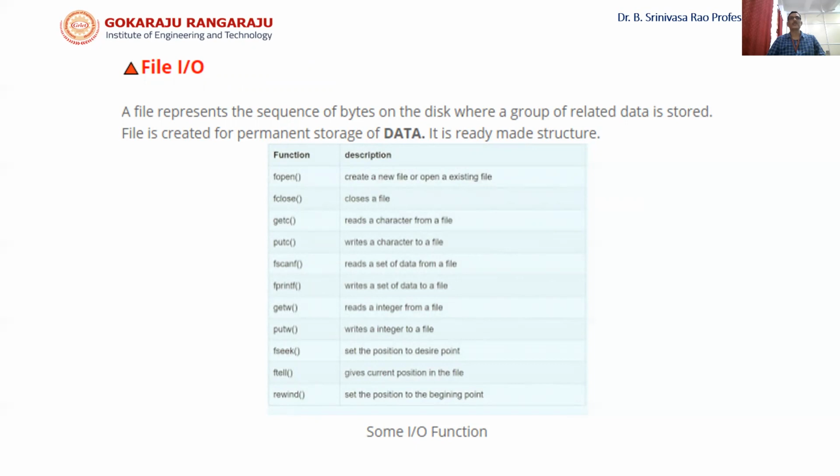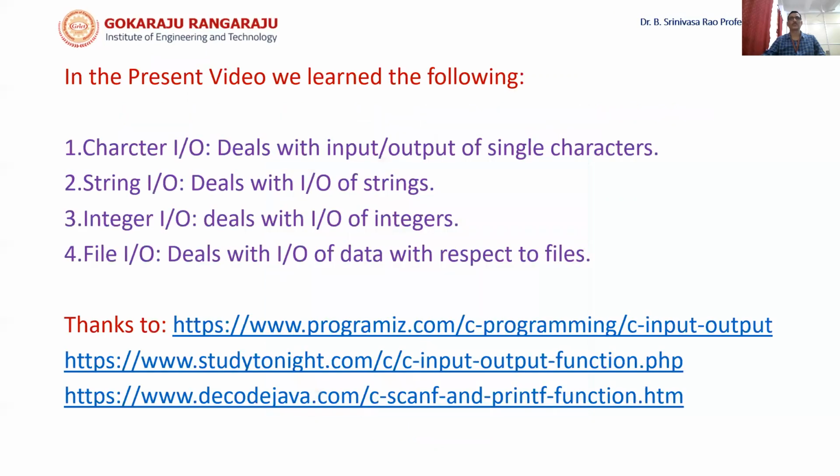fscanf reads a set of data from a file. fprintf writes a set of data to a file. getw reads an integer from a file. putw writes an integer to a file. fseek sets the position to the desired point. ftell gives the current position in the file. rewind sets the position to the beginning of the file. So these are some of the input output functions related to file operations.